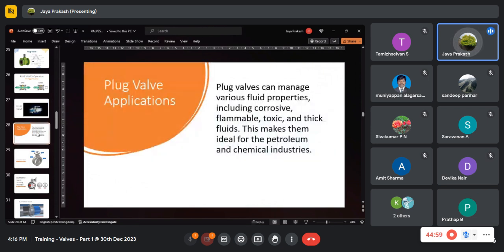Plug valves are mainly used with corrosive, flammable, and toxic media, which makes them ideal for the petroleum and chemical industry.